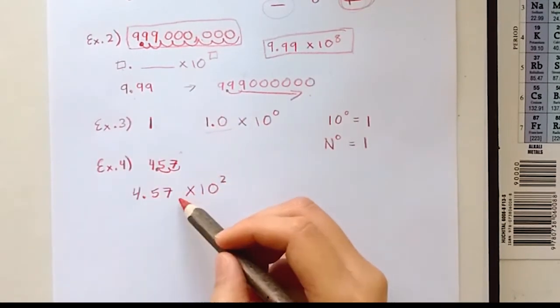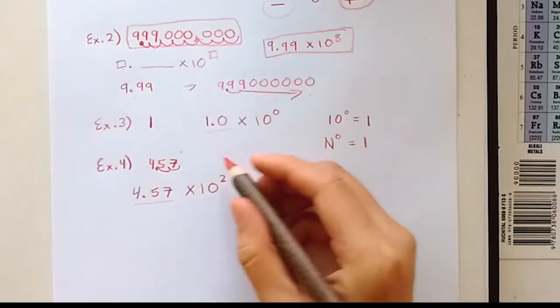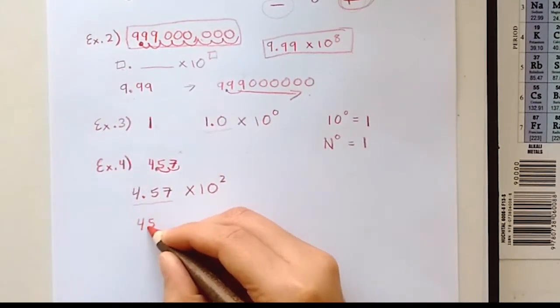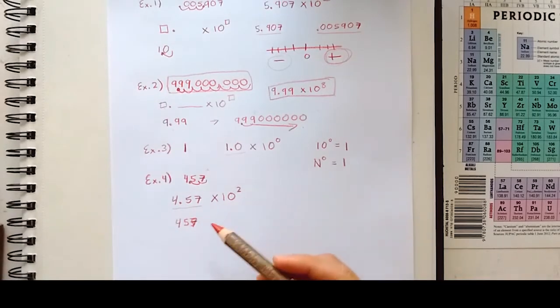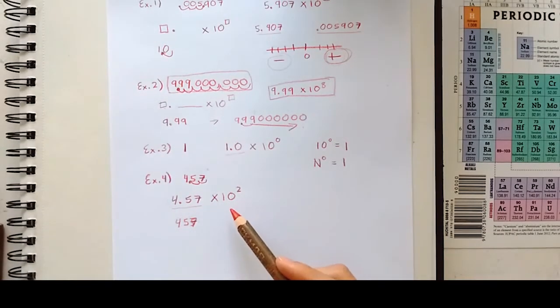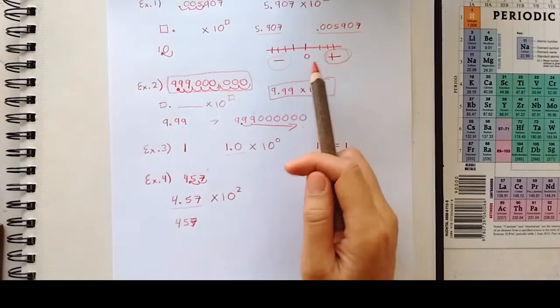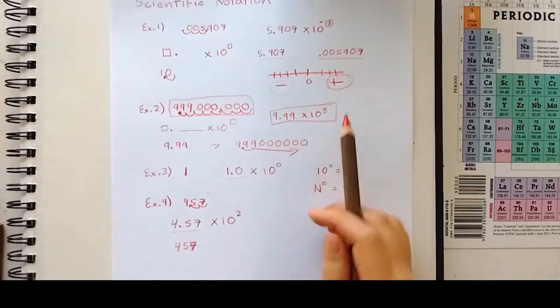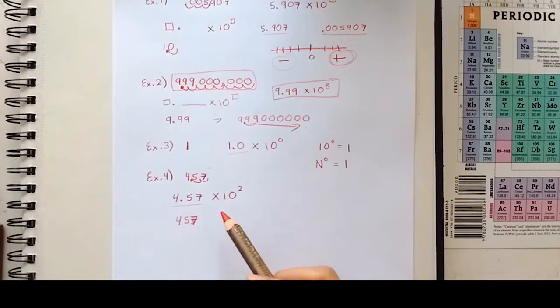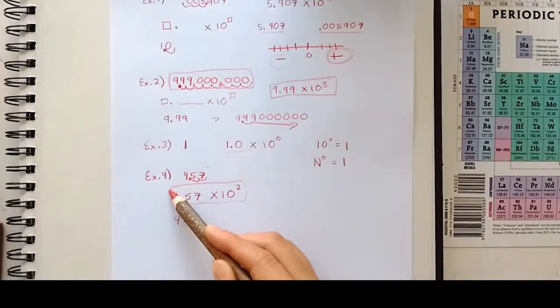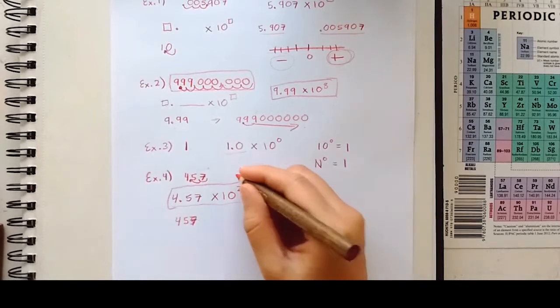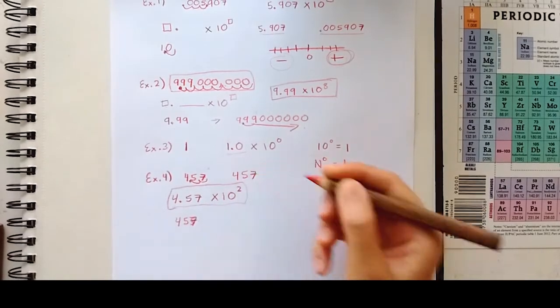And from this value to 457, from this to this, you have to move the decimal point to the right. So when we move it to the right, it's going to be positive. So this 2 is going to be positive. Therefore, this would be the scientific notation for 457.